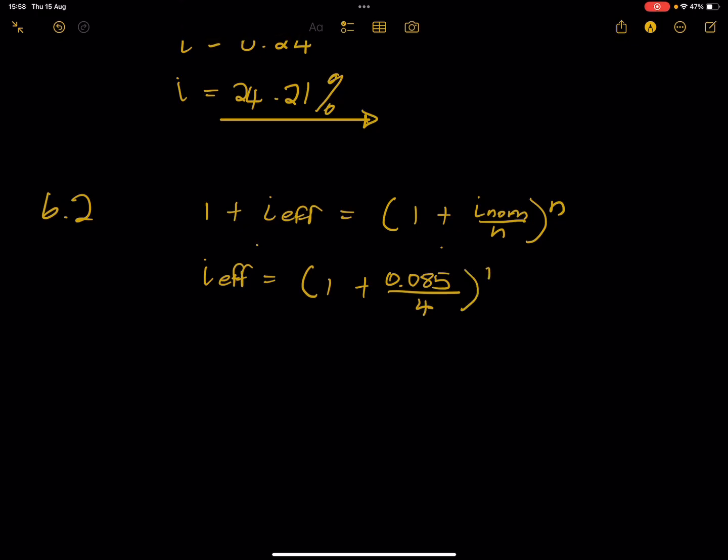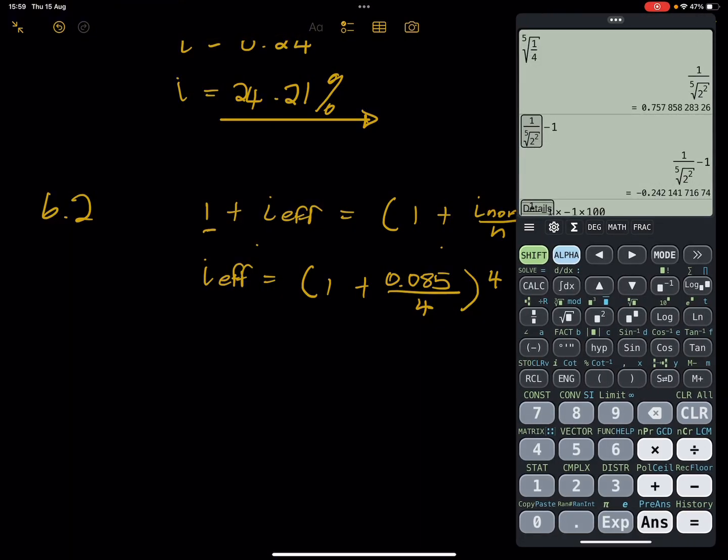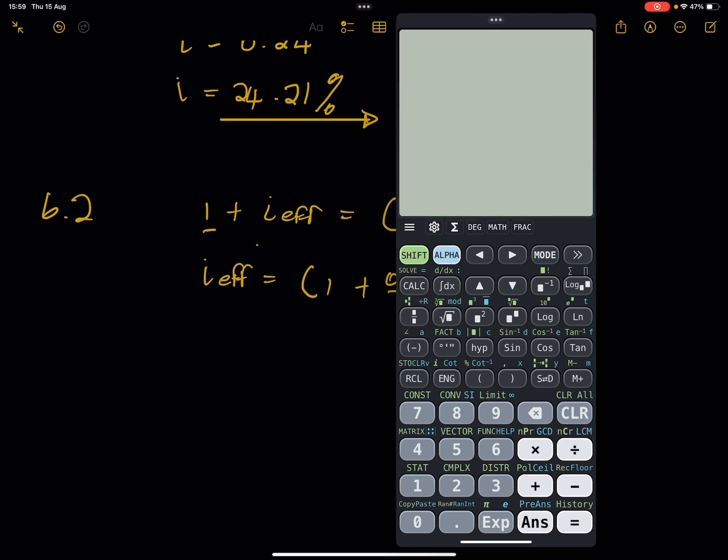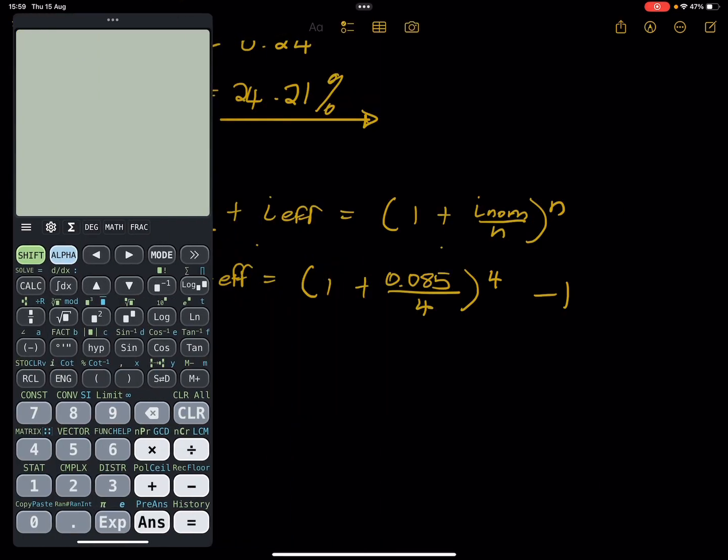Right, raised to the exponent 4 rather, and this is minus 1, taking that 1 to the other side. Let's quickly calculate this. I want you not to waste a lot of time when it comes to these. You know what to do. That's 0.085 over 4.